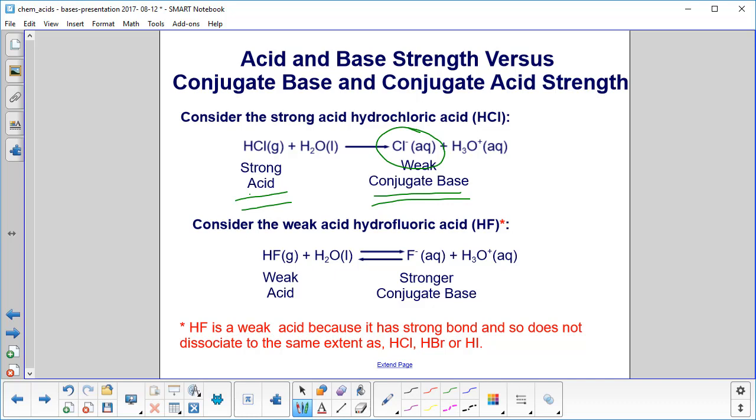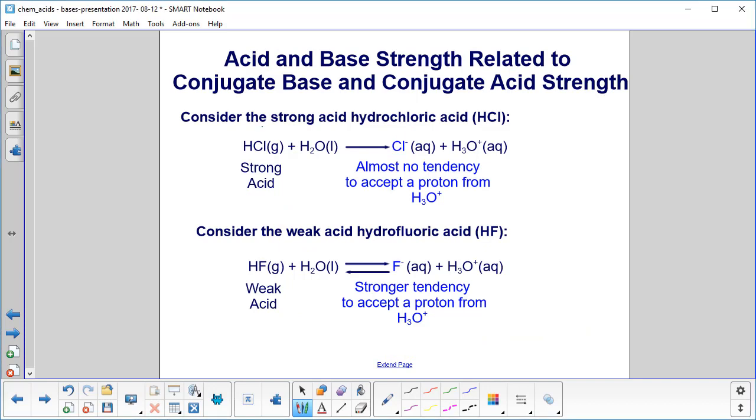Now we have the weak acid hydrofluoric acid. And a while ago we talked about why that was a weak acid. Well, here it is. It's a weak acid because it has a strong bond and so does not dissociate to the same extent as these guys, hydrochloric, hydrobromic, and hydroiodic. So, because this is a weak acid, it will have a stronger conjugate base when it gives up its H+ ion.